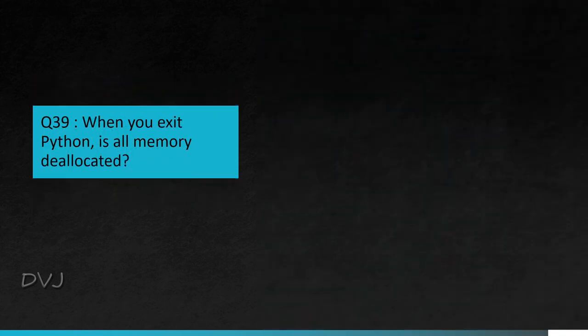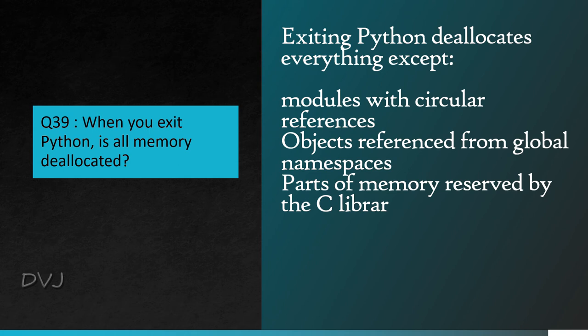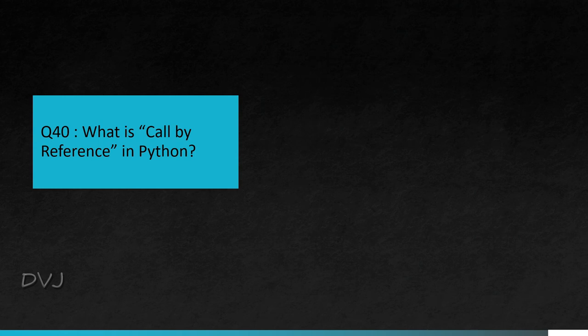Question number 39. When you exit Python, is all memory deallocated? Exiting Python deallocates everything except modules with circular references, objects referenced from global namespaces, and parts of memory reserved by the C library.